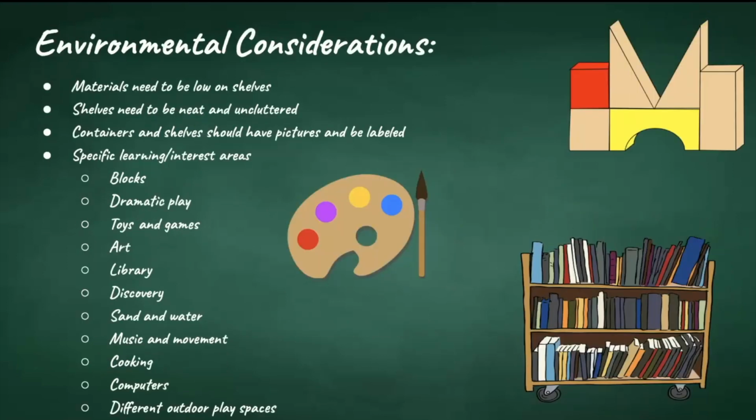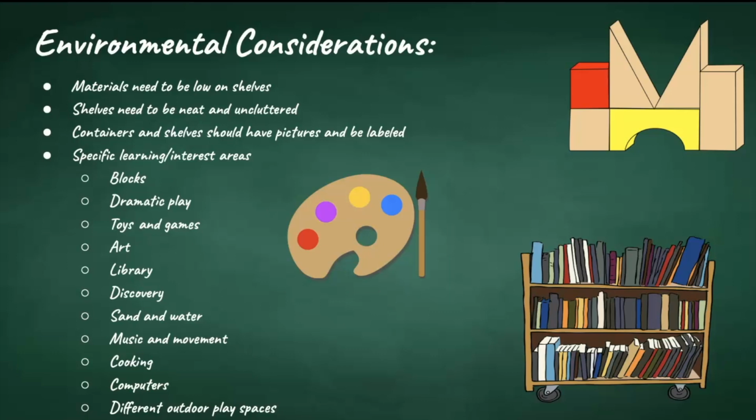Environmental considerations. The classroom is set up for exploration and learning. The children are given the opportunity to make their own choices, experiment, and interact with others. Materials should be put on low shelves, in containers, and on hooks. That way the children can get them independently and put them away by themselves. Shelves need to be neat and uncluttered so materials are easy to see, remove, and replace.